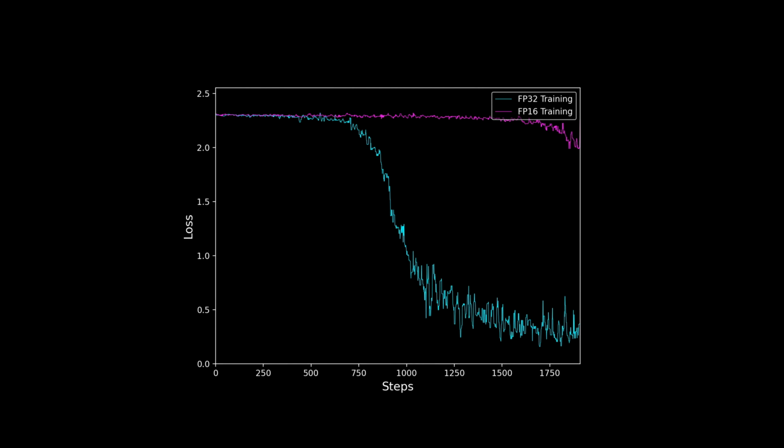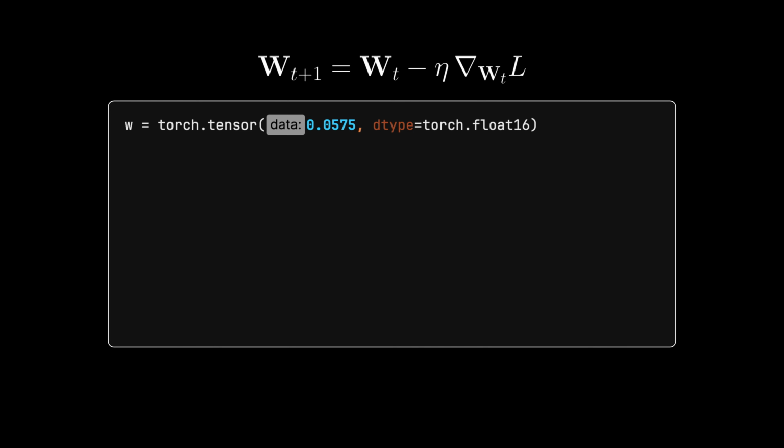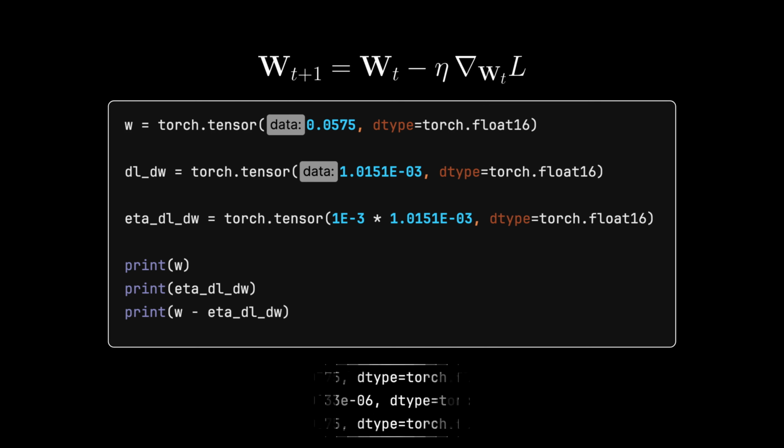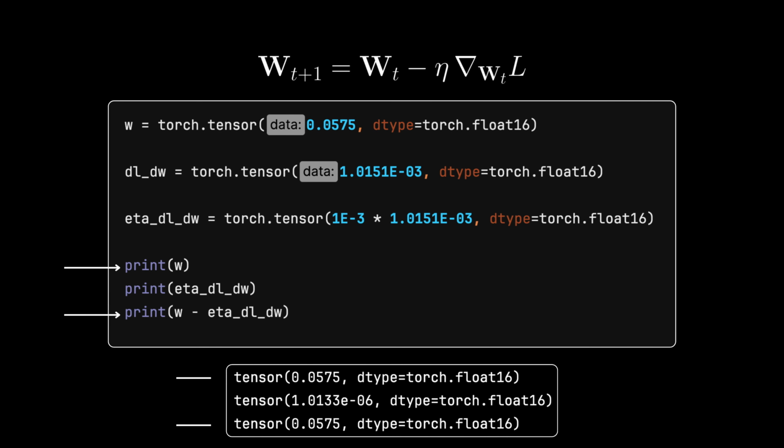To understand why this happens, let's start with the weight update equation. The change in a weight value is simply the learning rate times the gradient of the loss with respect to that weight parameter. For example, a particular parameter in our VGG model has a value of 0.0575 and the gradient for it is 1e-3. Our learning rate is also 1e-3, so the change is close to 1e-6. But when we try to apply this update in float 16, the weight value doesn't change at all.